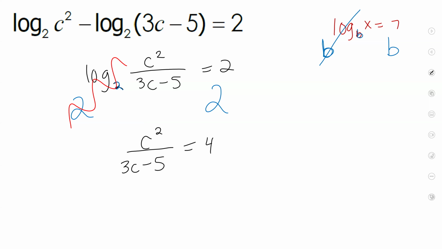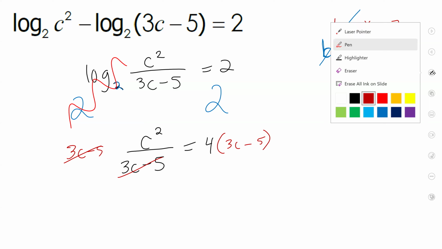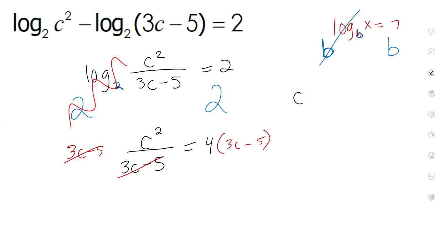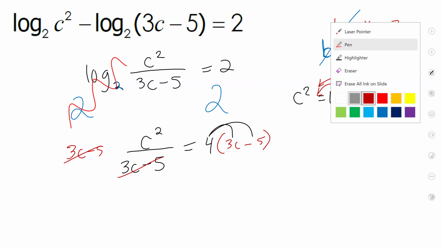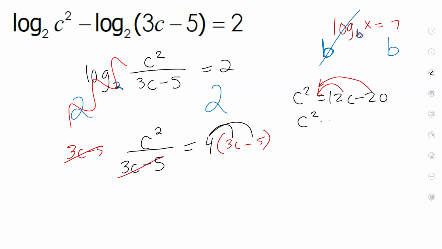And then you solve. So I'm going to multiply both sides by 3c minus 5. I'm going to come over here. I get c squared equals 12c minus 20. We're going to have to factor here. I'm going to move these items to the other side so that my signs will change. I'll have c squared minus 12c plus 20 equals 0.